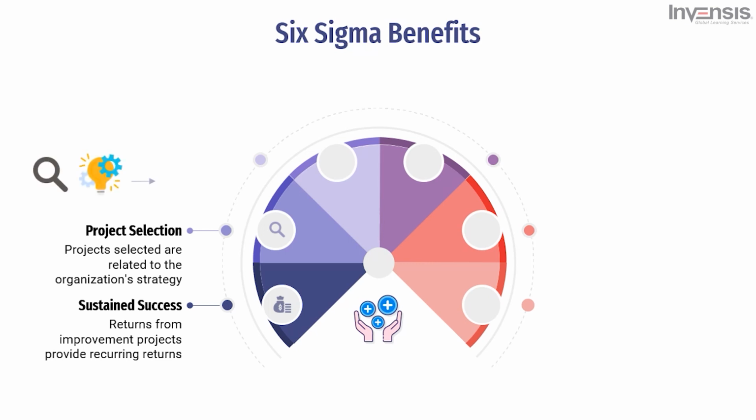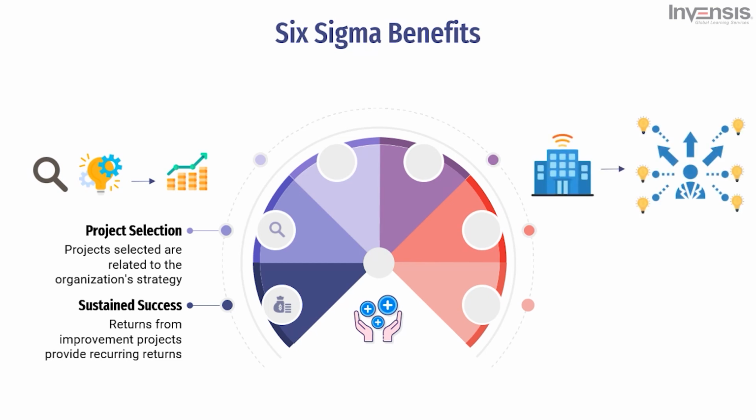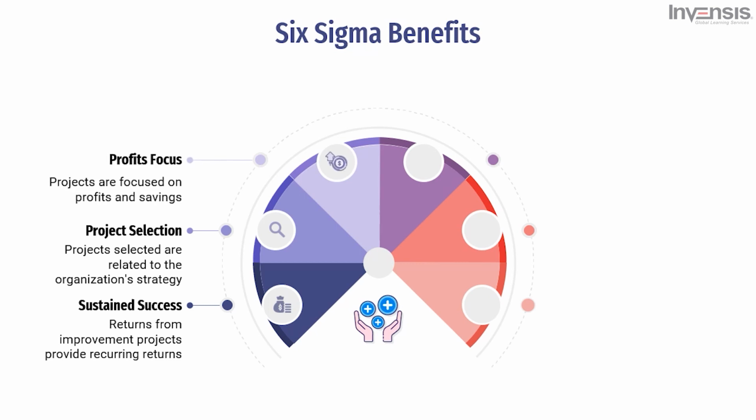Because in an organization there are a number of opportunities, you can do a number of improvements, and you can do a number of improvement projects. But then, those projects which will go through Six Sigma methodologies are those which are linked to the company's strategy, which are linked to the company's success. So, the selection process in Six Sigma is such that you select those projects which can help the organization in achieving its strategic objective. And by doing project selection, the focus is on profits.